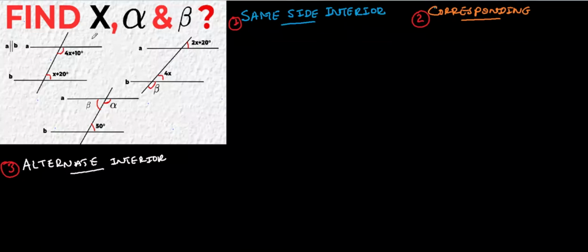To solve this example, you are requested to find the value of x here, and the value of alpha and beta here. So to do that, for the first example, the first principle is to use same-sided interior angles, as shown here. For x plus 10 and x plus 20, they are same-sided because they are located to the left of this slanted line, and at the same time they are interior angles.